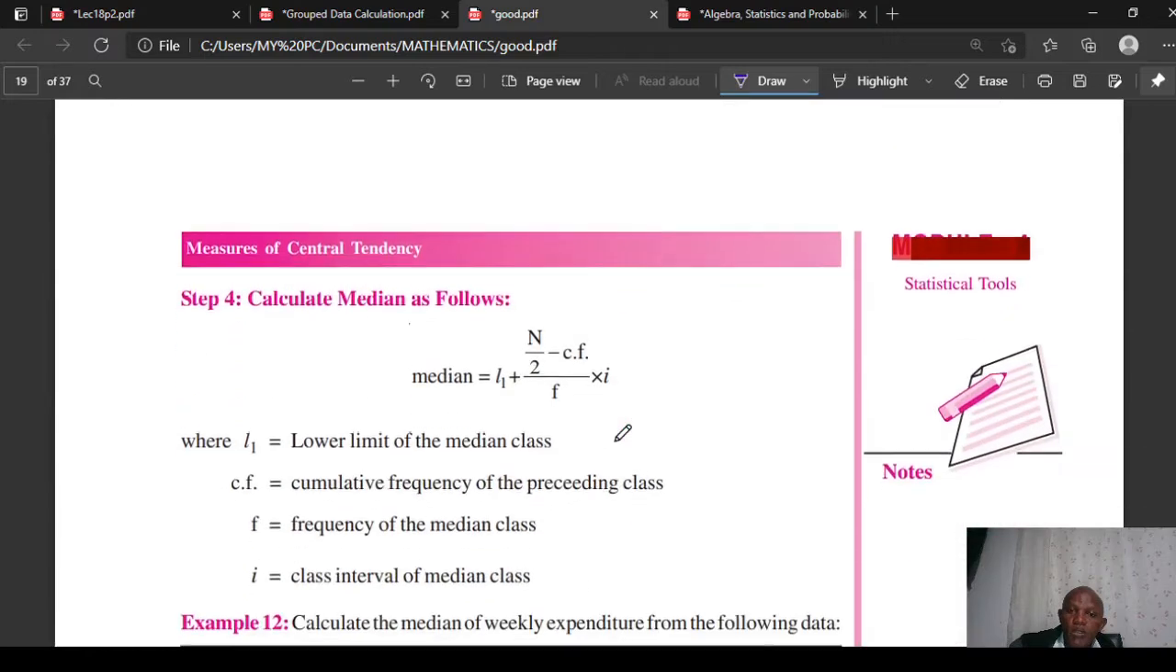Now, allow me to remind us that the formula would be the lower class limit of the median class given by L, the lower class limit, plus n over 2 minus cf over f times xi. Now I will prefer using the other formula.